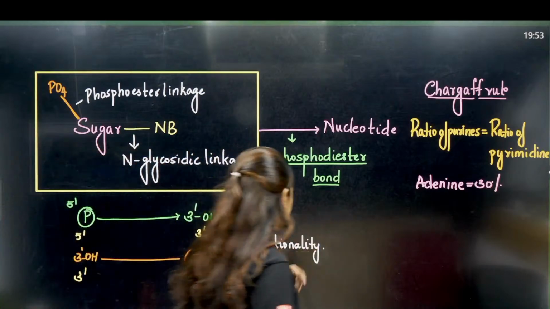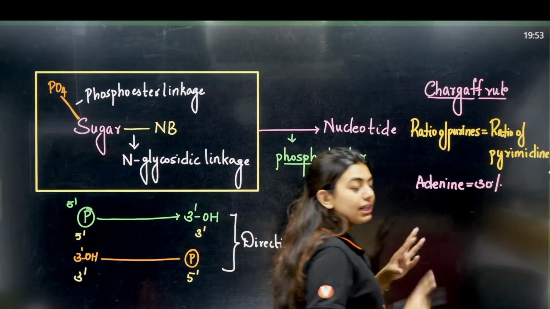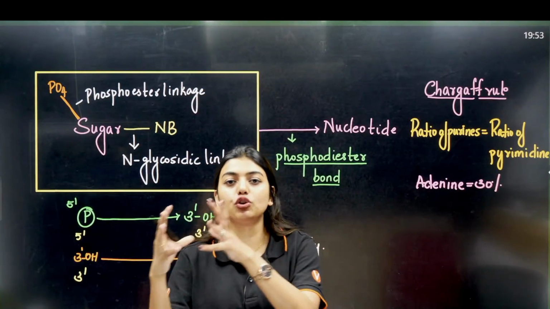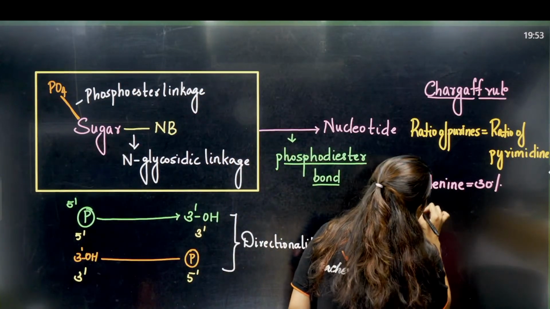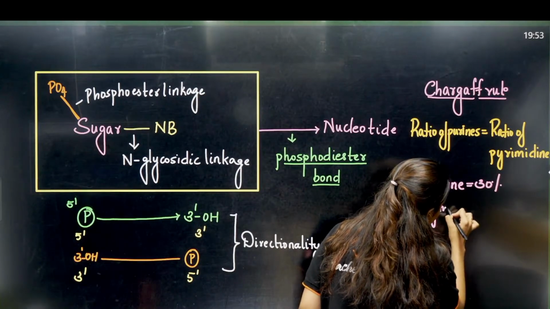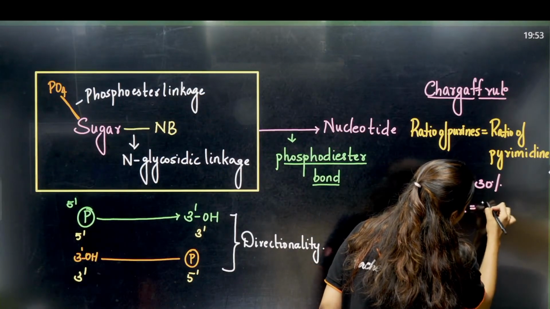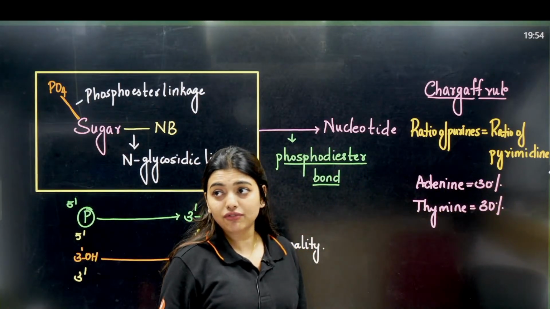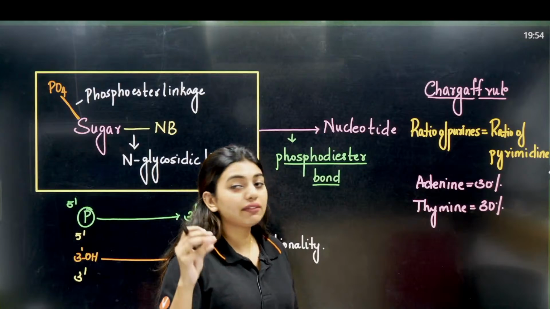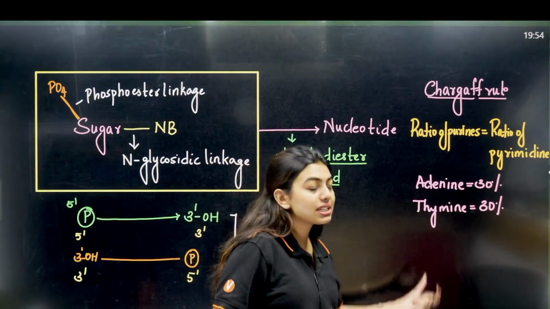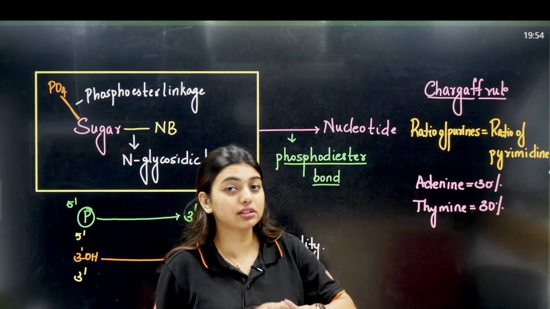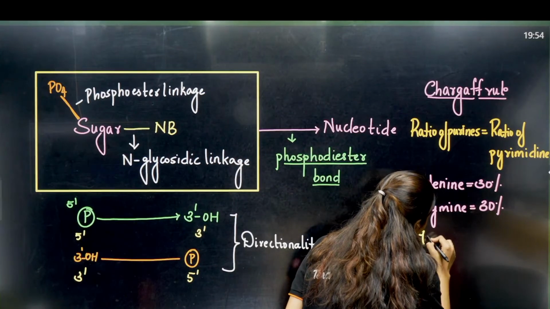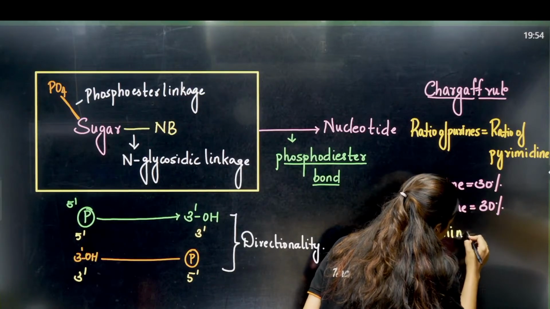See, adenine is 30%. That means adenine is going to bind with thymine, as in Gopika ma'am's class. So I would say that thymine should also be 30%. If adenine and thymine are 30-30, then what is left out of 100? We have 40%. Then your guanine will be 20%.